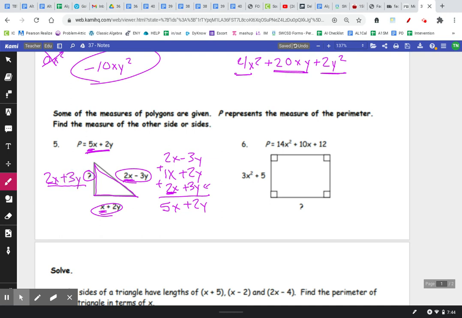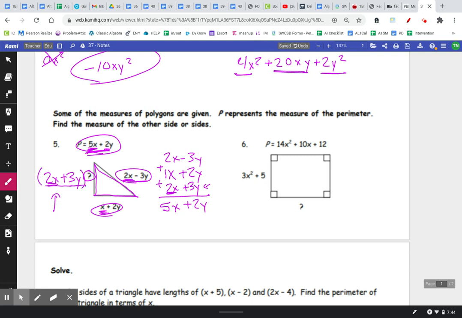How can I tell if I'm right? Add this all up and make sure that you get that perimeter. 2 plus 1 plus 2 is 5x, and negative 3 plus 3 is 0, plus 2 is 2. So our missing side, the binomial answer, is 2x plus 3y.